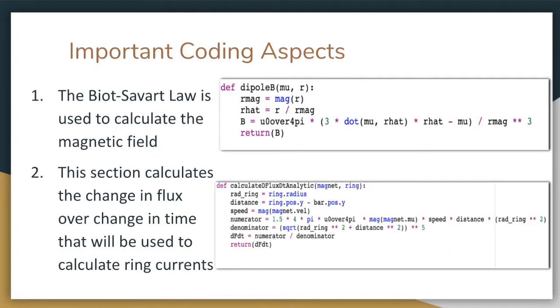Here I'll be showing some important coding aspects of the simulation. In the first section, the Biot-Savart law is used to calculate the magnetic field, and in the second section, the flux is calculated with respect to change over time and is used to calculate the current rings.